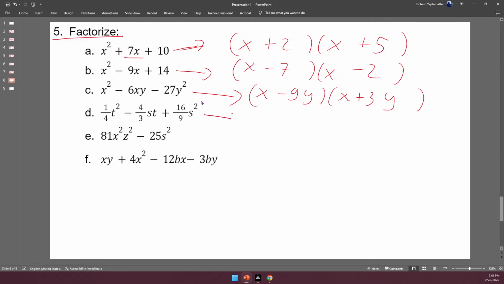The d, because it has fractions, so to make it easier, we want to get rid of the fractions by making all of the fractions the same. Or look, it is a square. 1 over 4, it is a square. 16 over 9 is also a square.